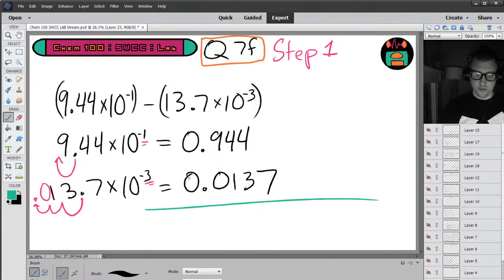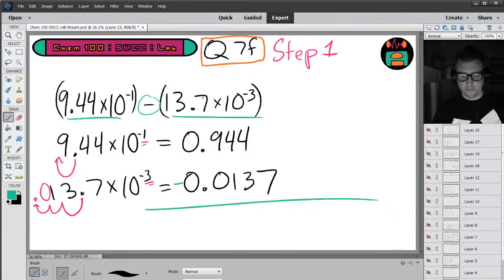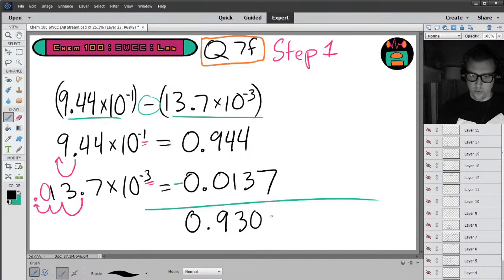Now we take these two. Well, we need to do a subtraction, right? We do this number minus this number. So 0.944 minus 0.0137 is 0.9303.